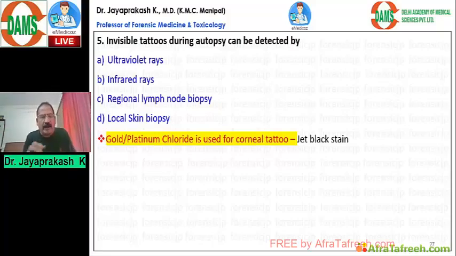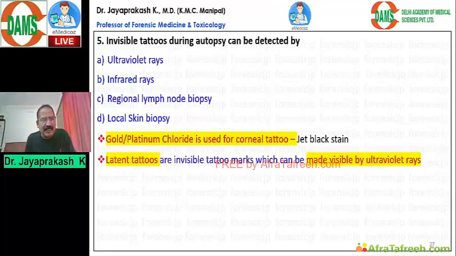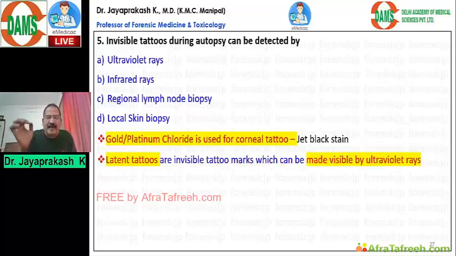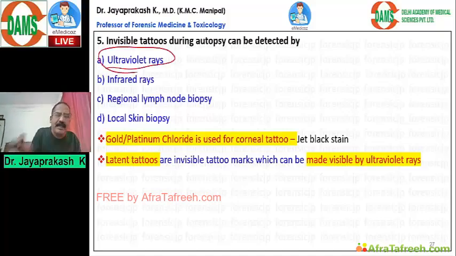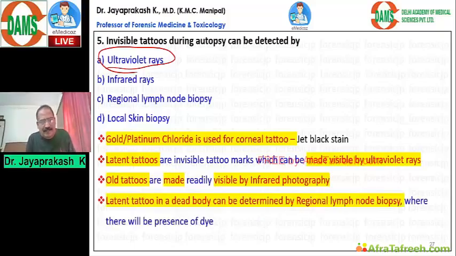Gold chloride or platinum chloride is used for corneal tattoo, which gives rise to a jet black stain. Latent tattoos are invisible tattoo marks which can be made visible by ultraviolet rays. Latent means invisible. The answer is ultraviolet rays. But if it is an old tattoo, meaning a faded tattoo, it can be made visible by infrared photography.